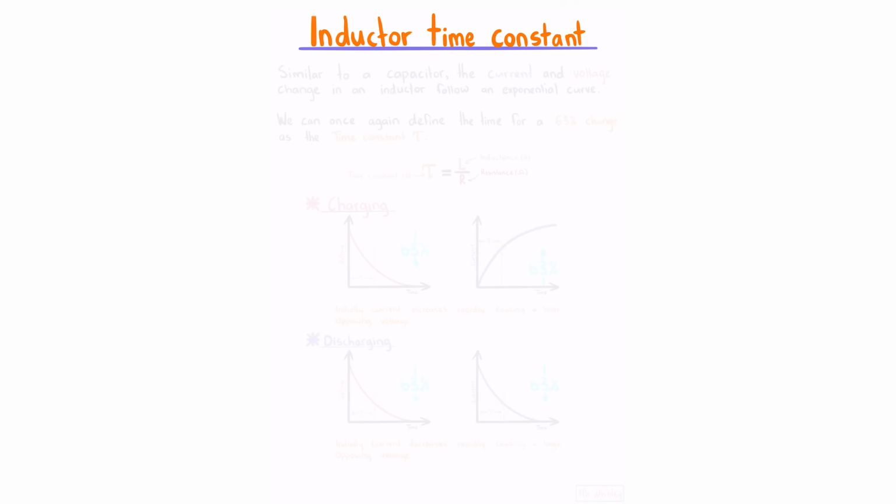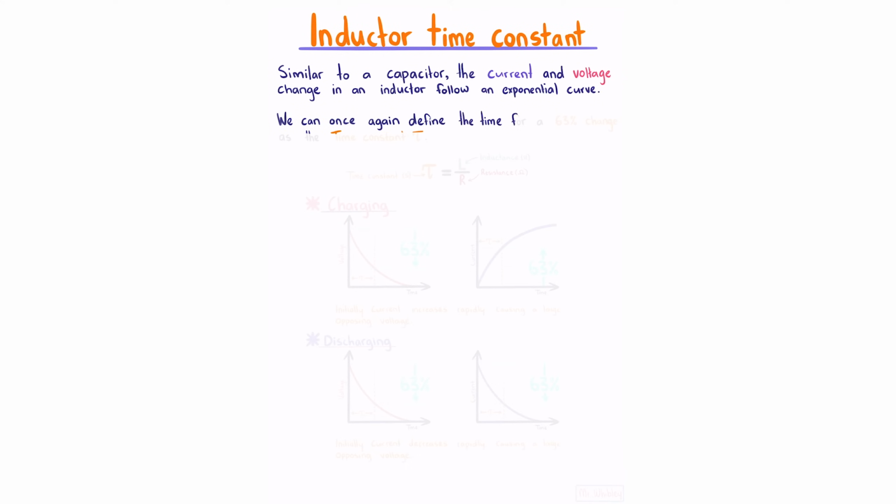Inductor time constant. Similar to a capacitor, the current and voltage change in an inductor follow an exponential curve. We can once again define the time for a 63% change as the time constant tau, where in this case our time constant is the inductance divided by the resistance.